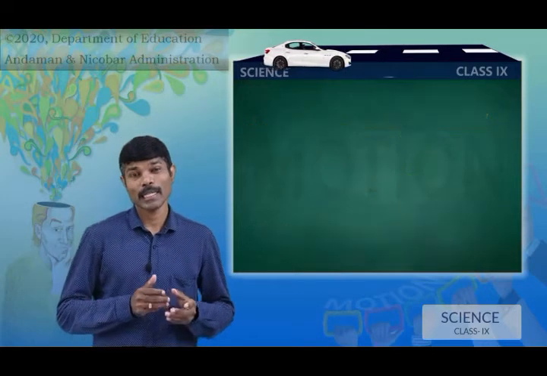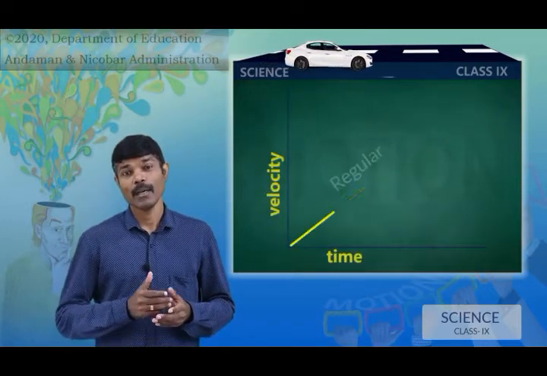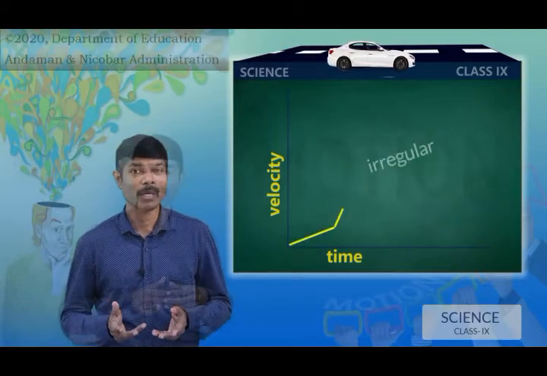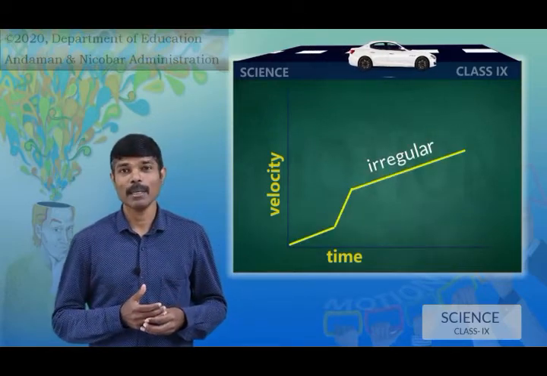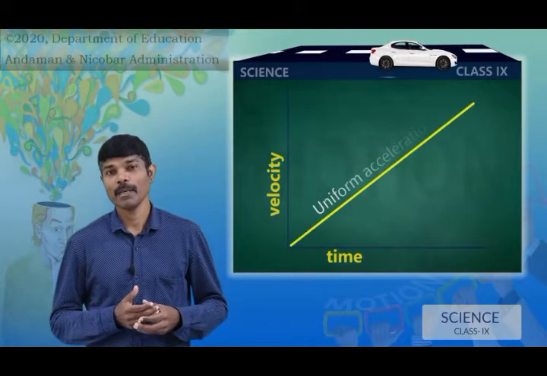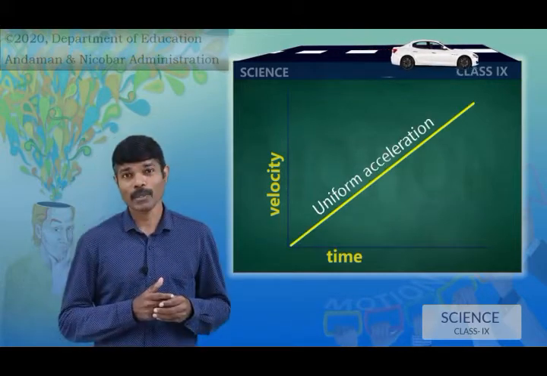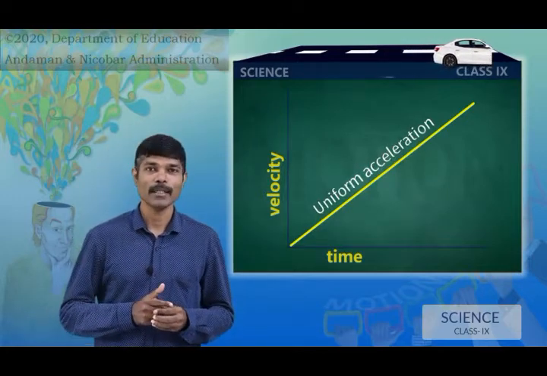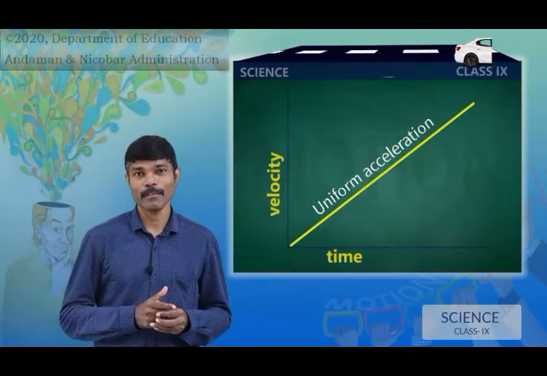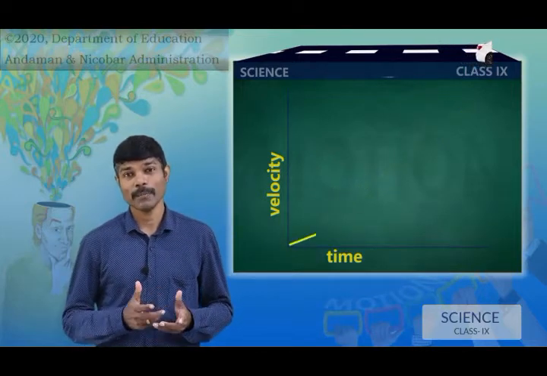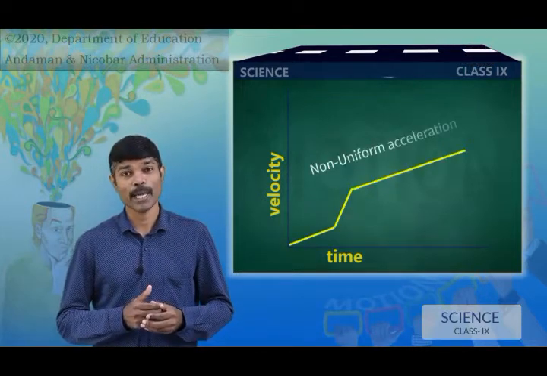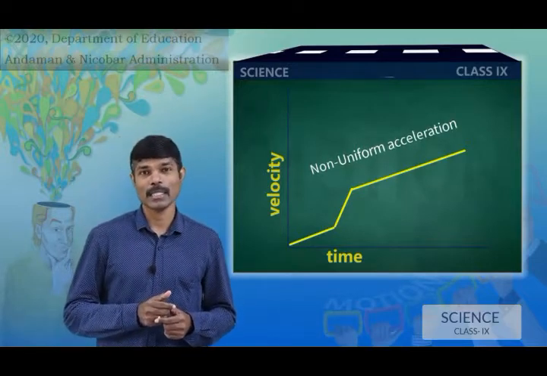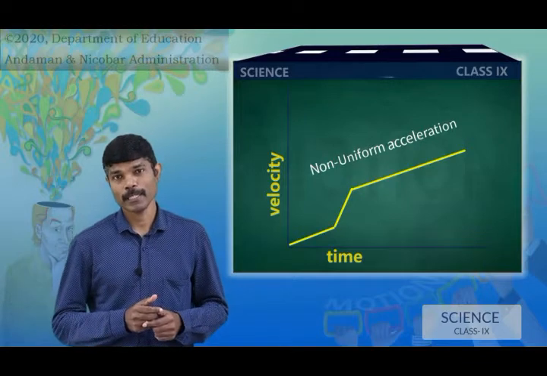Here in this case, the change in velocity may be regular, at a regular interval. The change in velocity may be irregular. Based on this, the acceleration may be uniform or it may be non-uniform. If an object changes its velocity at a uniform rate, it is known as uniform acceleration, whereas if the change in velocity with respect to time is not at an equal rate, at that time the acceleration is said to be non-uniform acceleration.